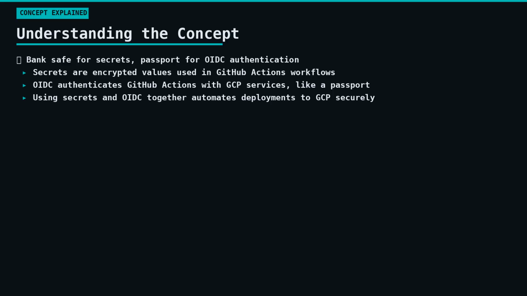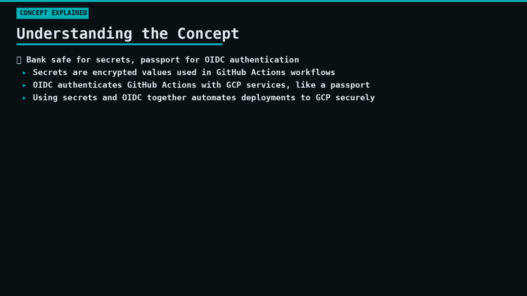OIDC, or OpenID Connect, is like a passport that verifies your identity when traveling to different countries. In our case, it authenticates your GitHub Actions workflow with GCP services. We'll use OIDC to authenticate with GCP, just like how you'd use your passport to enter a new country. This is important because it allows us to automate deployments to GCP without exposing sensitive data.